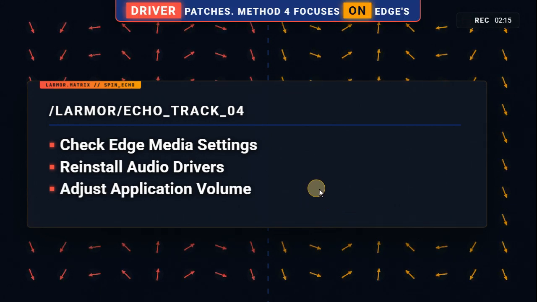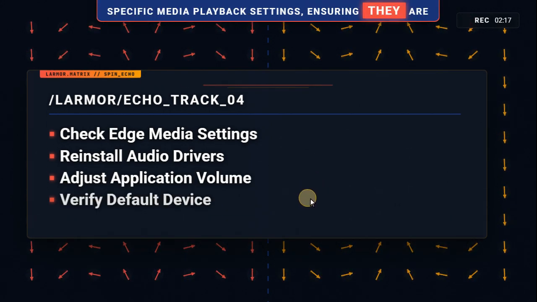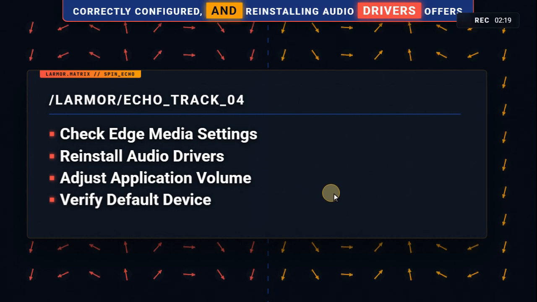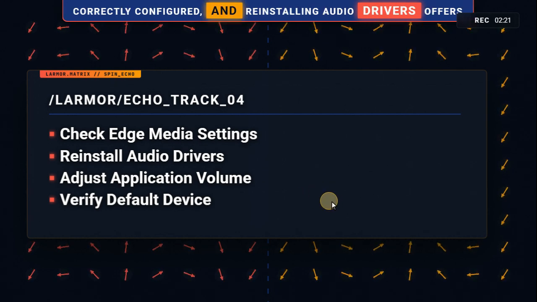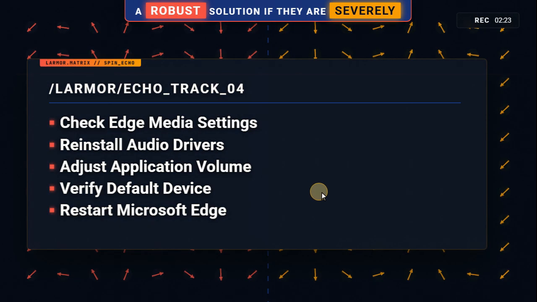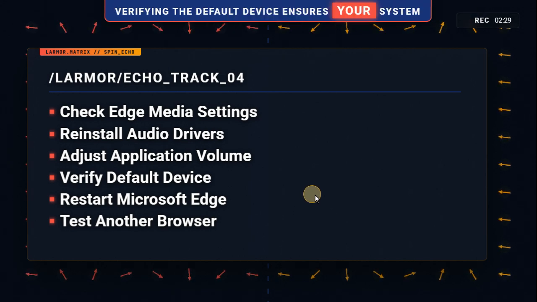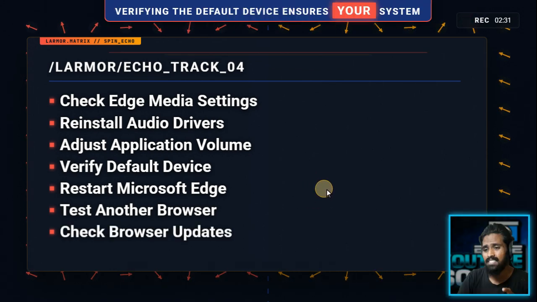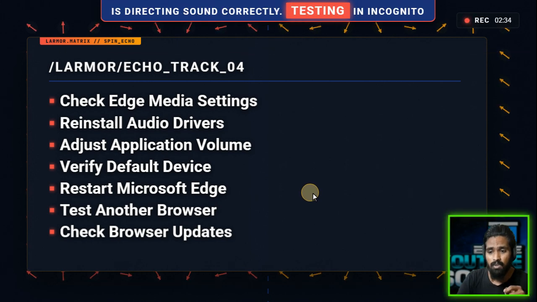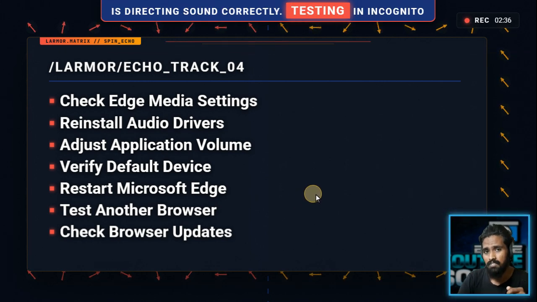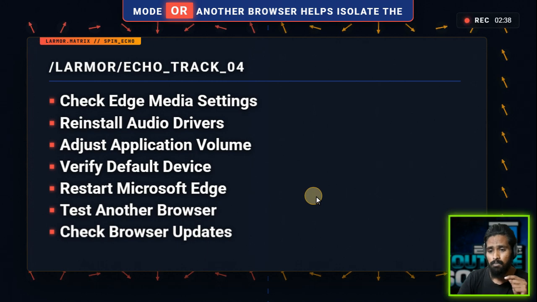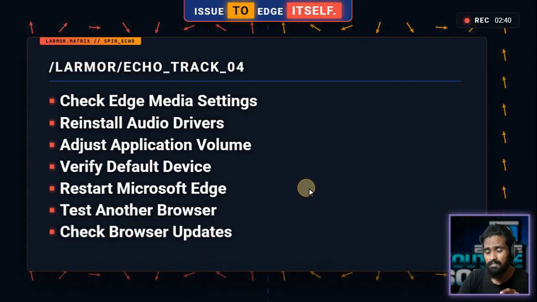Method 4 focuses on Edge's specific media playback settings, ensuring they are correctly configured, and reinstalling audio drivers offers a robust solution if they are severely corrupted. Adjusting application volume within Windows and verifying the default device ensures your system is directing sound correctly. Testing in incognito mode or another browser help isolate the issue to Edge itself.